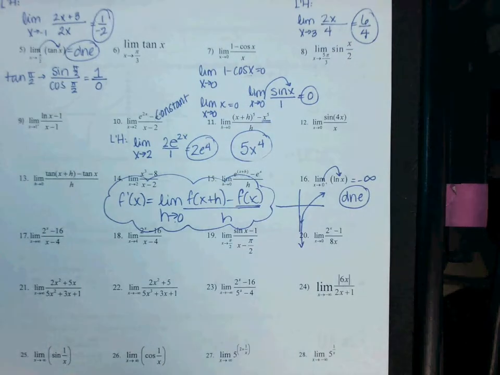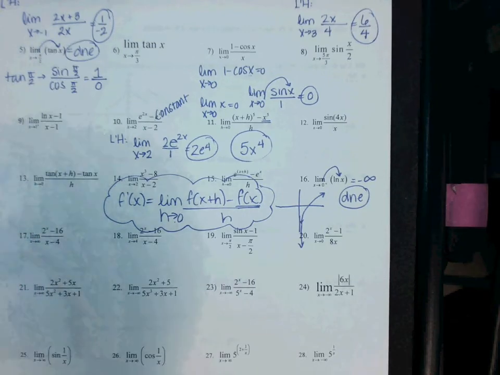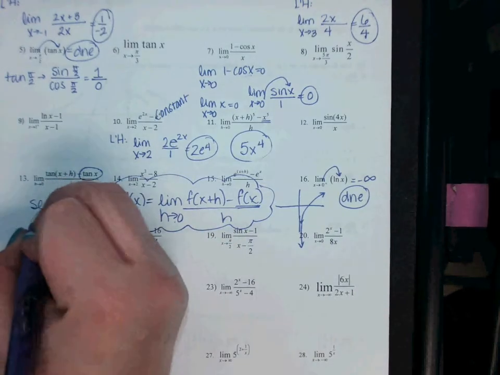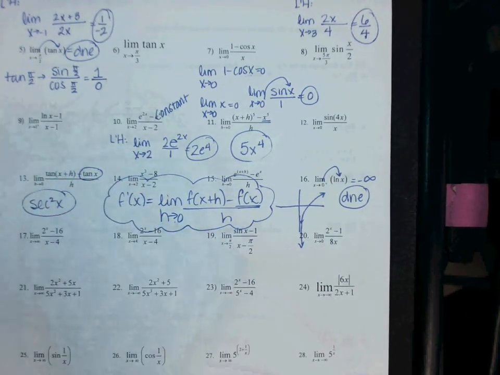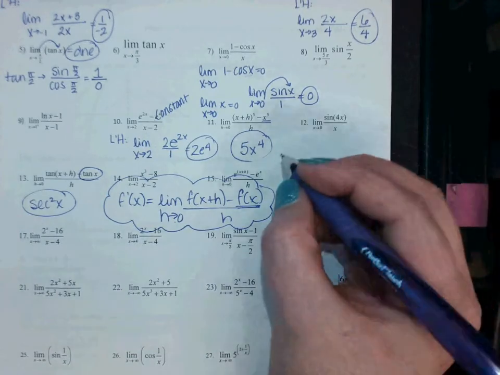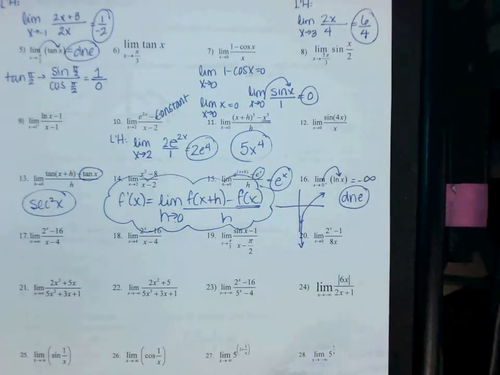Okay, look at number 13. H is approaching 0. I know it's the definition of a derivative. What's the function that I'm circling? What's the derivative of tan x? Secant squared x. Okay, number 15. I kind of scribbled on it, but what's your function? Circle it. E to the x, and then what's the derivative of e to the x? E to the x again. Good.